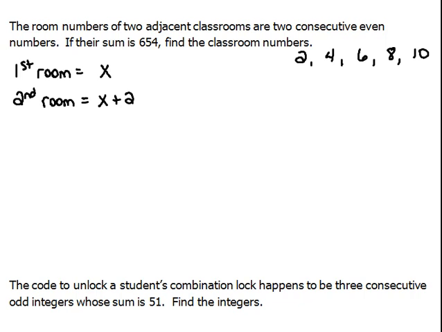Now, keep going with the problem, it says if their sum is 654. Well, that tells us we're going to be adding some things together. And what are we going to be adding together? The first room plus the second room. That total is going to be 654. Now we have our equation and we can begin to solve.